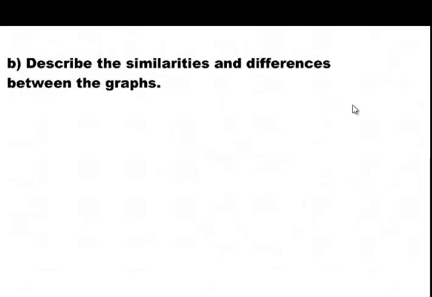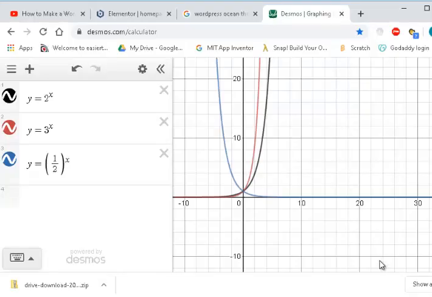The next part of the question says, describe the similarities and differences between the graphs. As you can see, I'm using Desmos to compare the graphs of 2 exponent x, 3 exponent x, and 1 over 2 exponent x. For 2 exponent x, the black graph is this one. The red one, 3 exponent x, is this one. And the blue one is 1 over 2 exponent x.